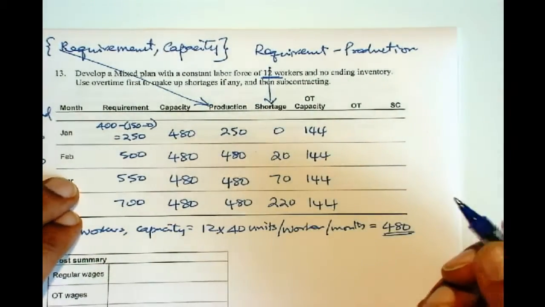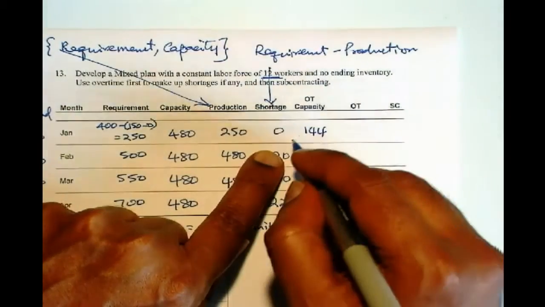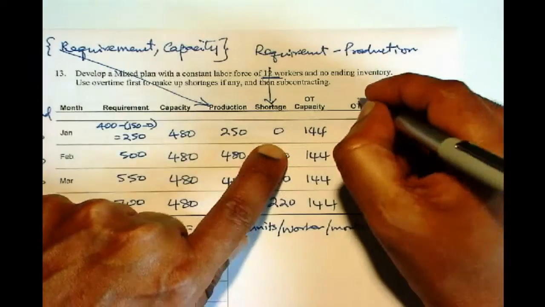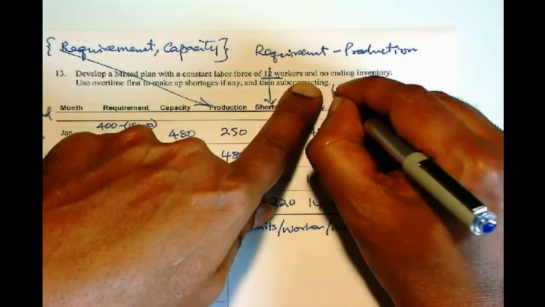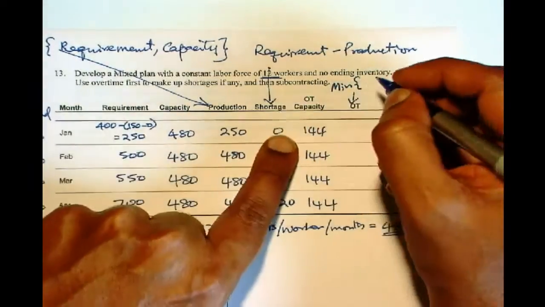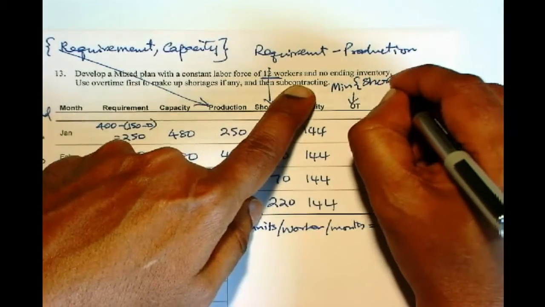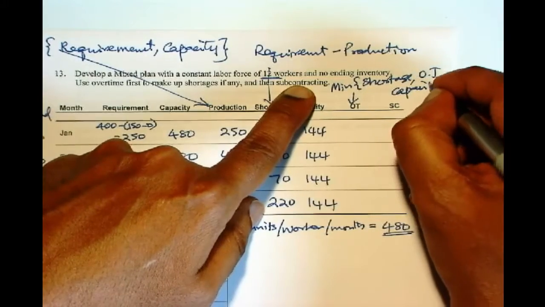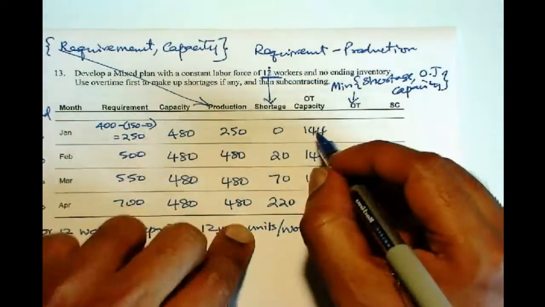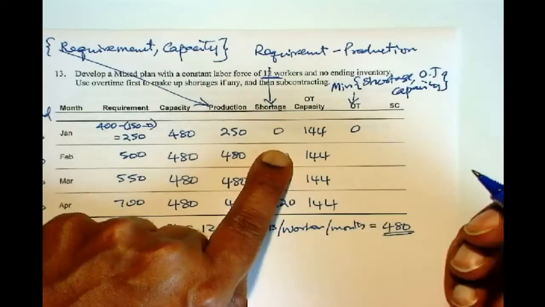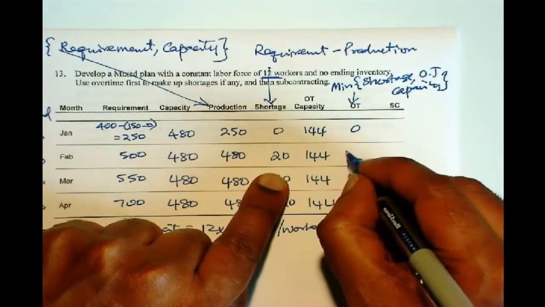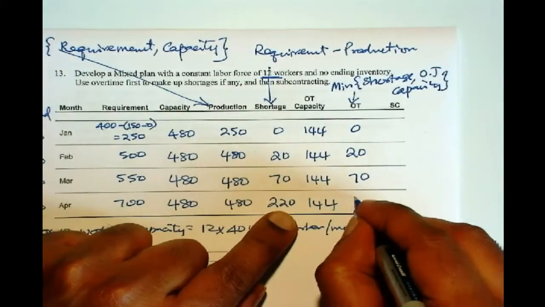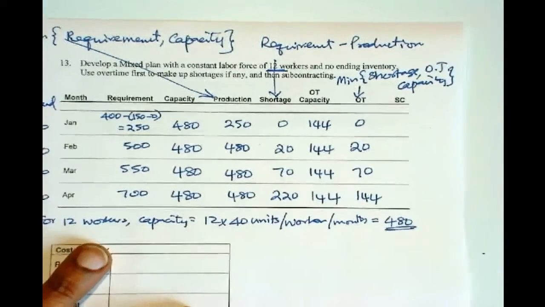So the actual overtime production is again like we have done previously. So this is the minimum between shortage and overtime capacity. So here nothing is needed. Here 20, 70, and here we can only produce 144.